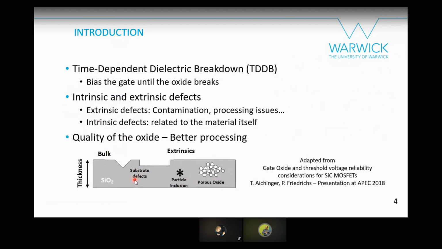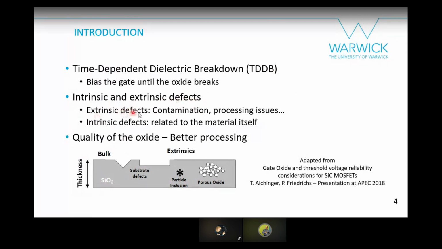So a way of testing the quality of the oxide is just time-dependent dielectric breakdown tests. So you just bias the gate until the oxide breaks, and this is just a matter of applying an electric field until you get the Weibull distribution, so you just get the time to failure. And this is determined by the intrinsic and extrinsic defects of the oxide.